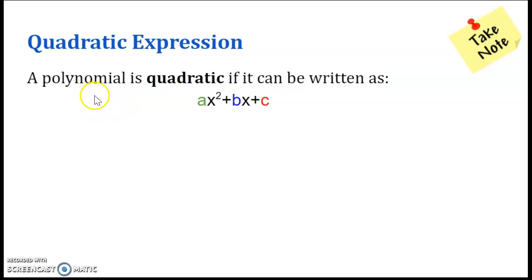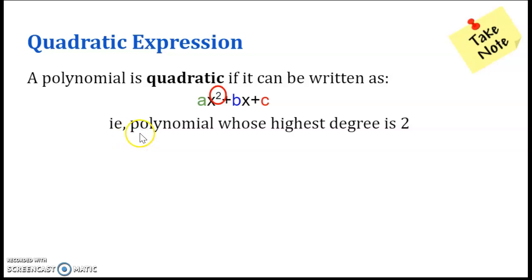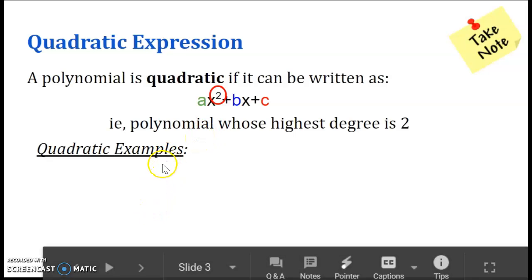Now we are going to be talking about quadratic expression. Okay, polynomial is a quadratic if it can be written as ax squared plus bx plus c. So you're always going to see a, actually it does not have to be a trinomial, but what determines if it's a quadratic is this exponent of 2. So if it's a polynomial, remember there is a definition for polynomial and non-polynomial. It has to be a polynomial whose highest degree is 2. If the highest exponent is 2 on the variable, then it's a quadratic.